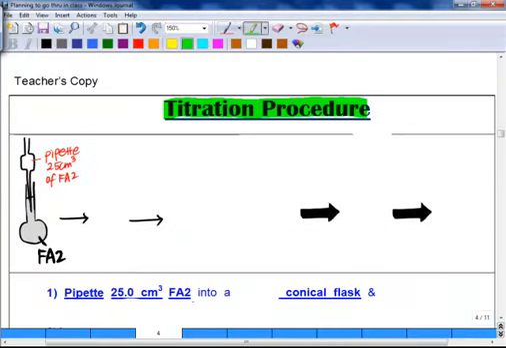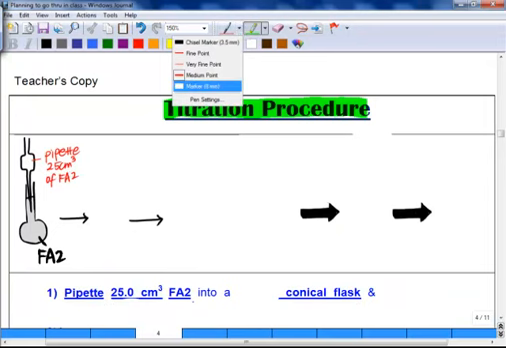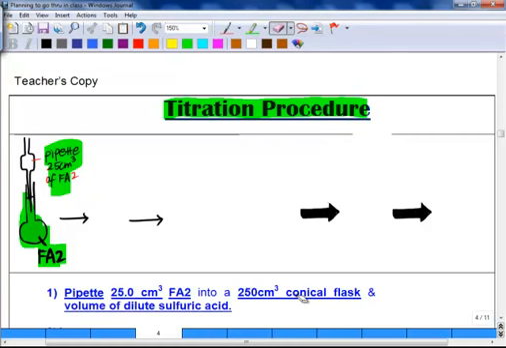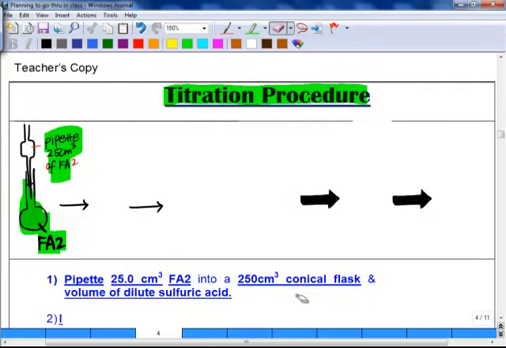Okay, so over here you have your 250 cm cube flask. If you have a 250 cm cube flask, how many titrations can you do? 10, right? Correct. Because each time you pipette out 25, you can do 10 titrations. So pipette 25 cm cube into a conical flask.